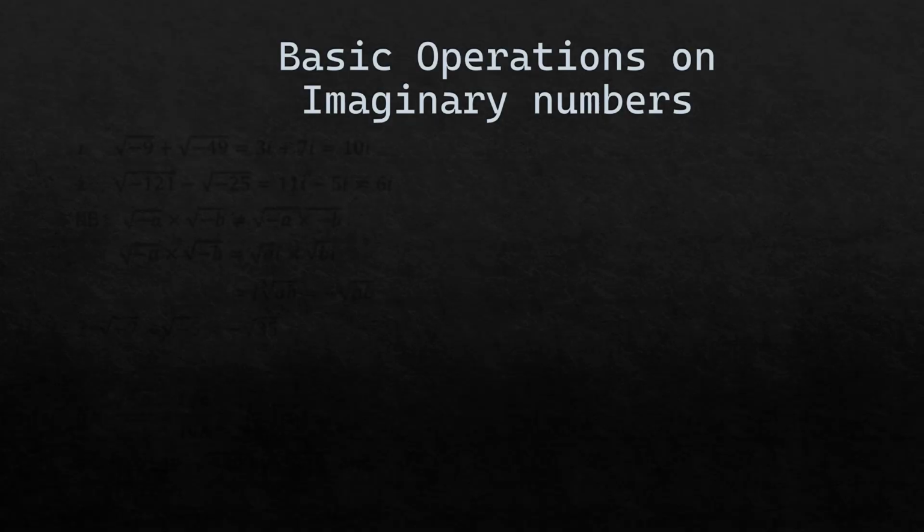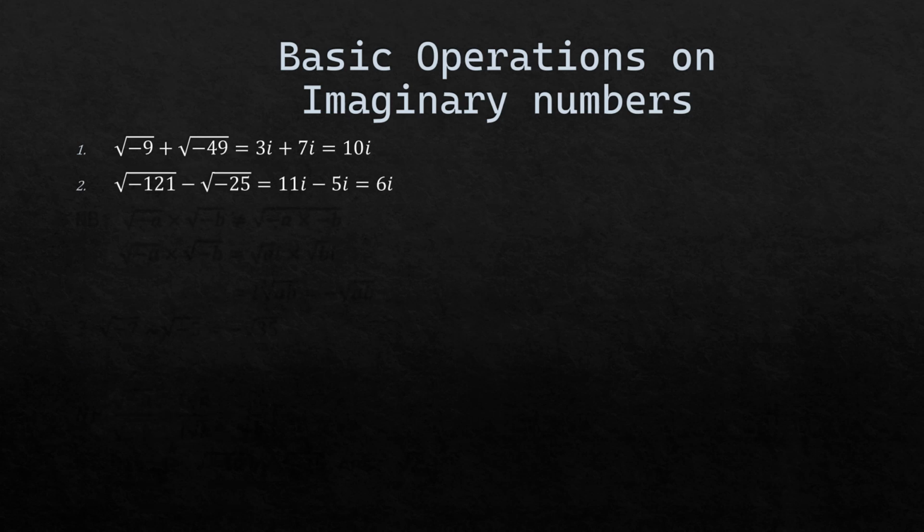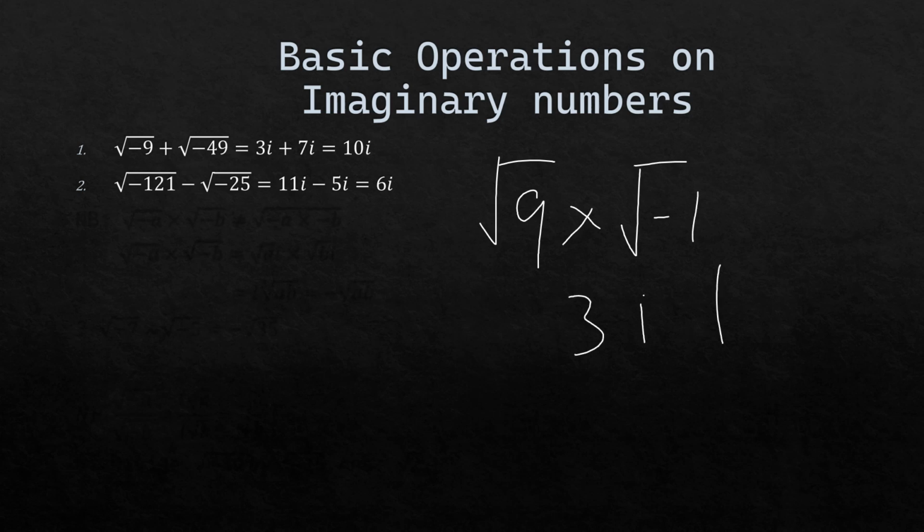Okay, now let's look at some basic operations on imaginary numbers. We'll first look at addition. We have an example here: the root of negative 9 added to the root of negative 49. All you do is, the root of negative 9 is the same as root of 9 multiplying the root of negative 1. So that will be 3i. Then we add it to root of negative 49 in the same way, 7i. So all you do is add the numbers in front of i and you get 10, and you attach the i.